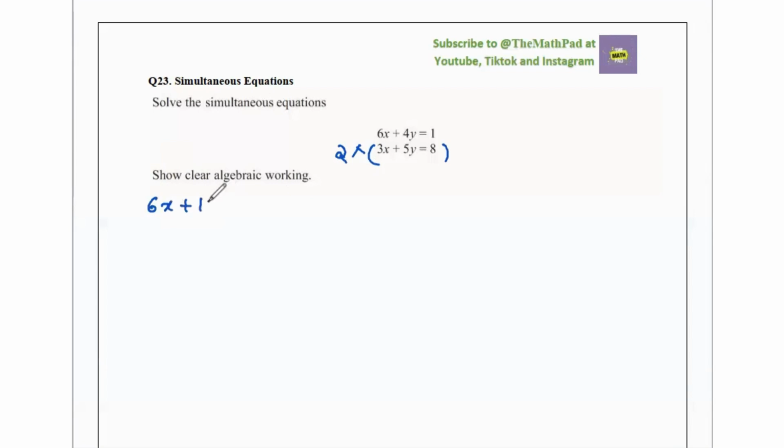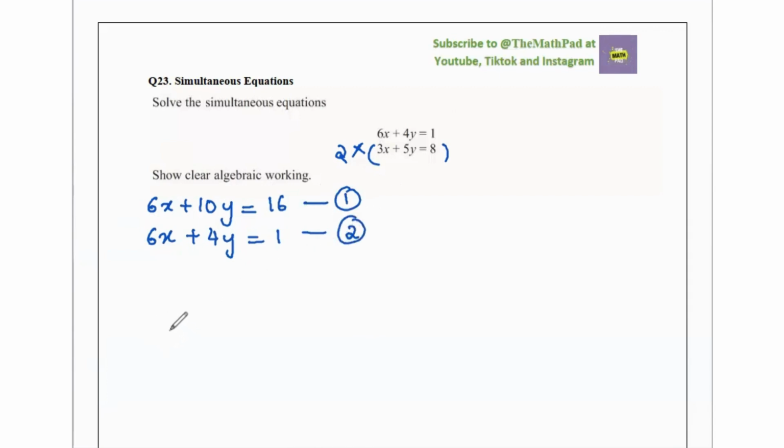6x plus 10y equals 16. And the first equation remains as it is, which is 6x plus 4y equals 1. Remember, whenever you're changing the coefficient of the variable that you want to eliminate, you multiply the entire equation by the number. You don't just multiply 3x, but the entire equation. So 6x plus 10y equals 16 is one equation, and the other is 6x plus 4y equals 1.